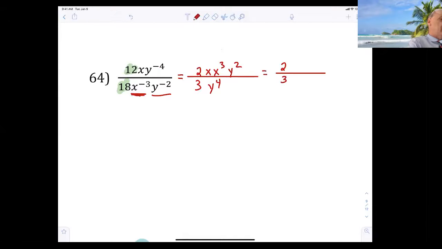How many x's on the top? 4. And I'm left with y to the 2nd on the bottom. Thank you very much.